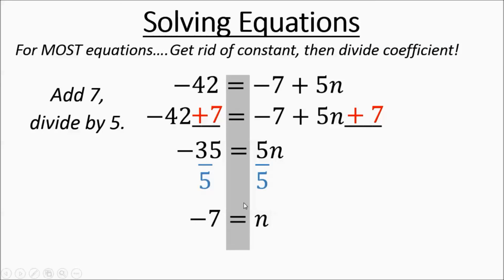And if you put a negative 7 up here, 5 times negative 7 is negative 35. So 7 plus negative 35 does equal negative 42. It all works out.